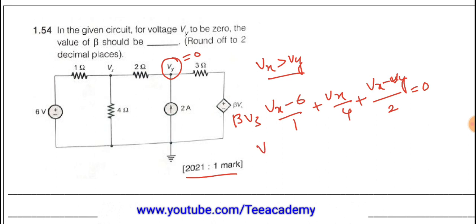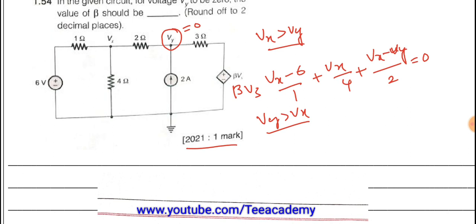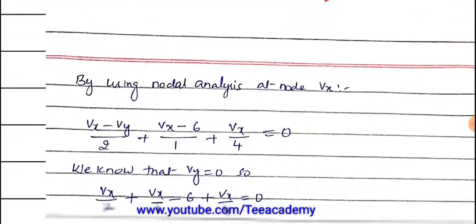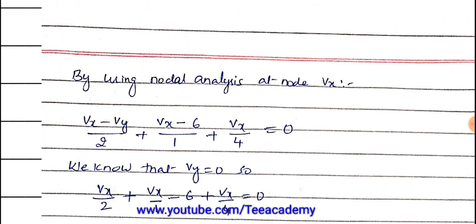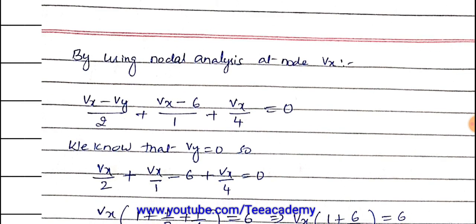For the second equation, we consider that Vy is greater than Vx. Based on this concept, we get Vy minus Vx by 2, current entering at the terminal as minus 2, plus Vy minus beta into Vx divided by 3 is equal to 0. So these are the two equations we have to simplify. I have written the first equation here already, and we know that the Vy value is 0.